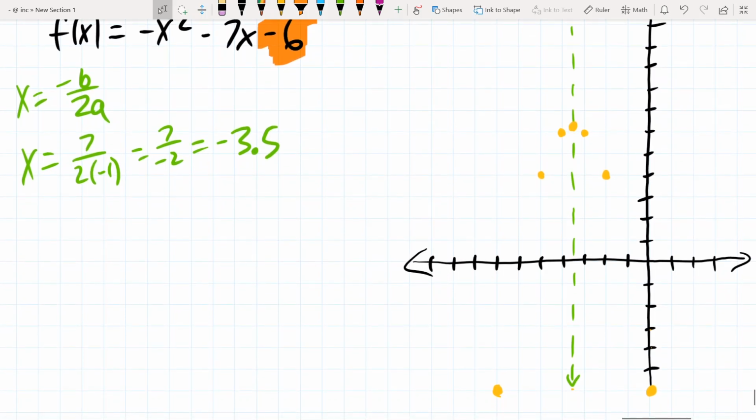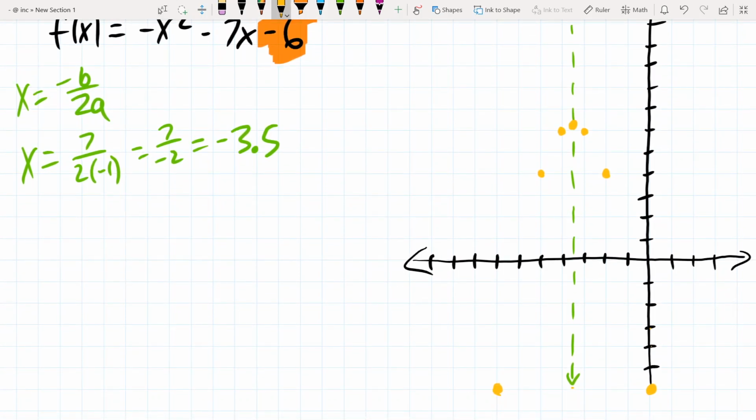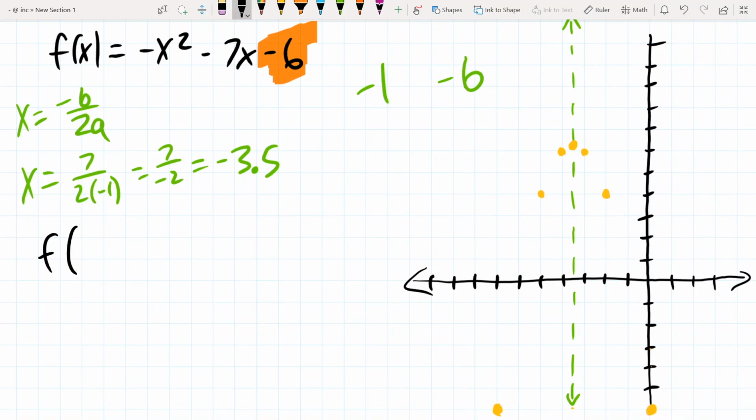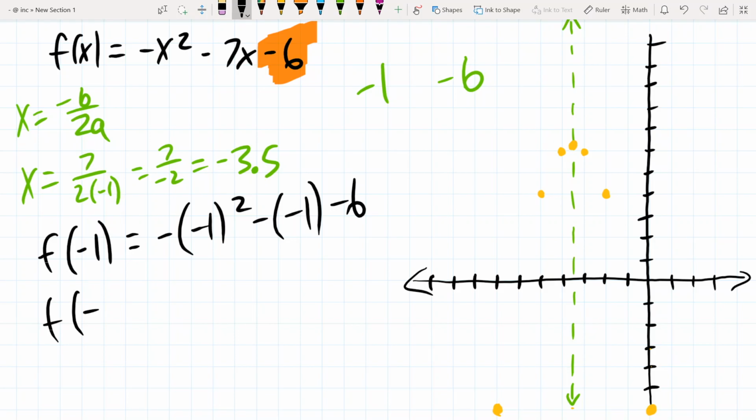So we're going to test -1, which would also be the same as -6. So we're guessing here that it's going to be -1 and -6. Let's see if that's actually the case, and it better be, otherwise it's a decimal that we can't find. So we're going to say, what's f of -1? -1 squared minus 7 times -1 minus 6. -1 squared is 1, but then we make it negative.